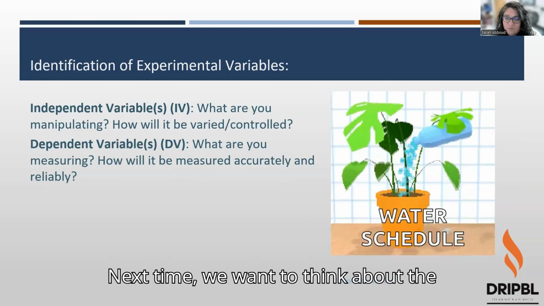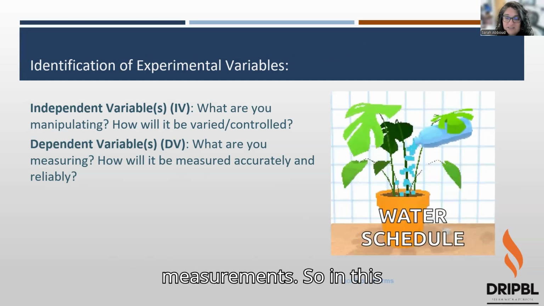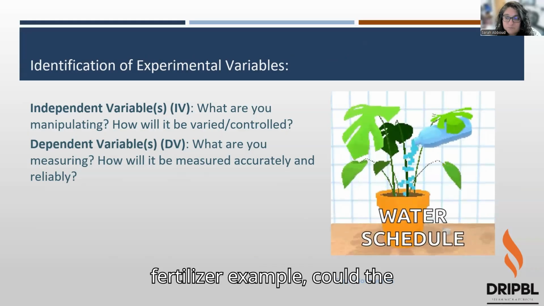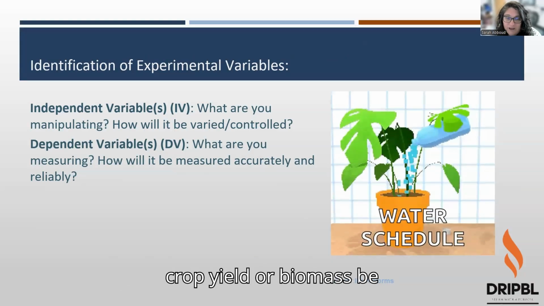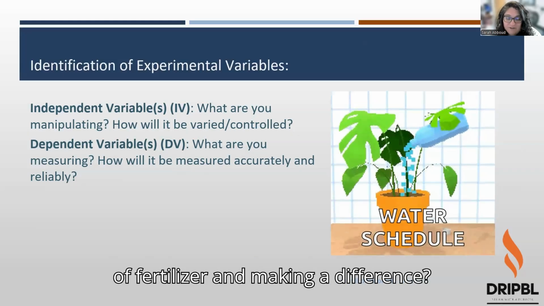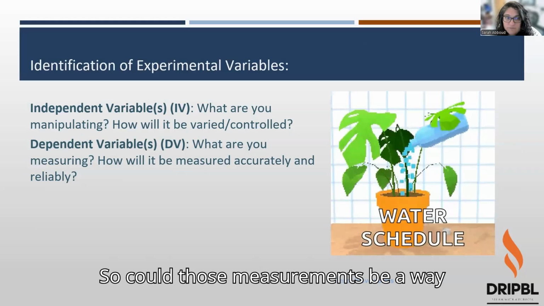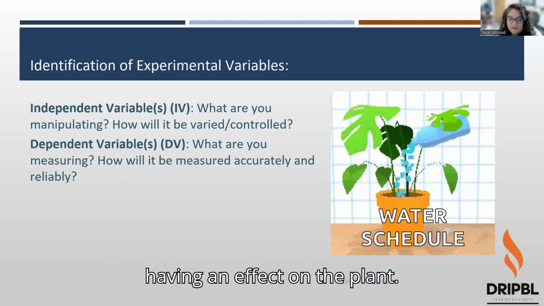Next, we want to think about the measurements. So in this fertilizer example, could the plant height or number of leaves or crop yield or biomass be an indicator of the amount of fertilizer making a difference? So could those measurements be a way that we could see if our treatment is having an effect on the plant?